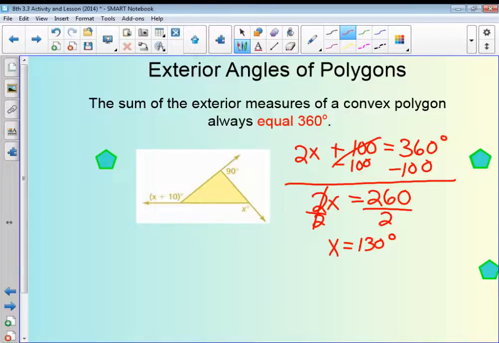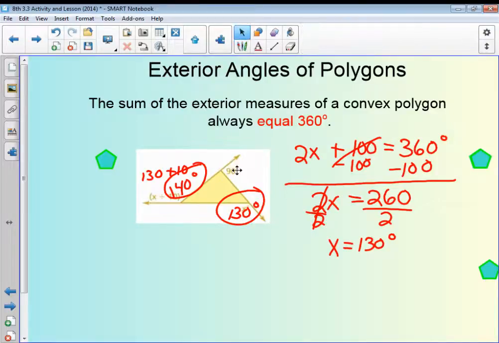So now I'll go back to my original figure and I'll write in what the degree measures were. So here I just had an X, which was 130 degrees. But here I had 130 plus 10, which gives me actually 140 degrees. Okay, so sometimes you're going to have to go back in and piece in or substitute in and then solve for that missing angle measure. Okay, so let's go ahead and try another one.